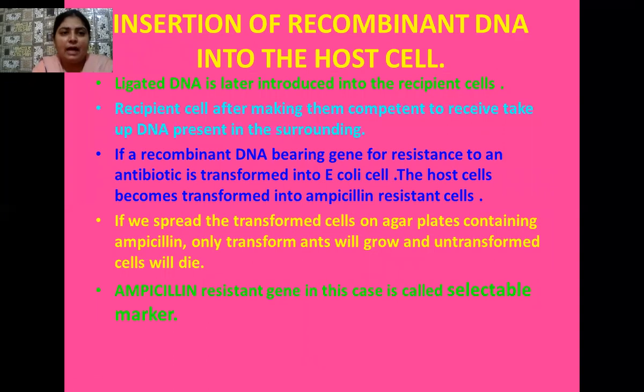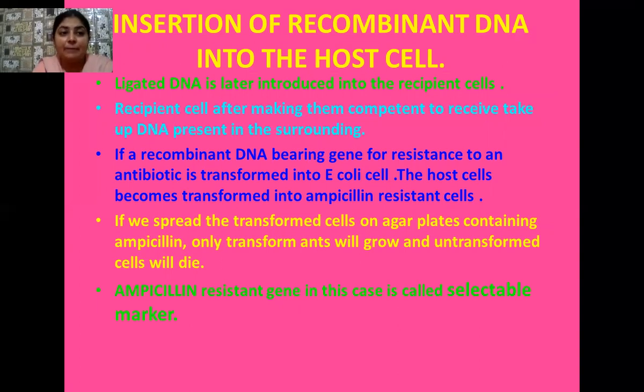So what are the methods? I have already discussed in my yesterday's lecture. Either you can treat the host cells with divalent calcium ions, and these divalent calcium ions produce pores in the cell wall, and through these pores your recombinant DNA enters. The second method is to incubate the host cells at extreme hot conditions or extreme cold conditions. So by torturing these host cells, they become ready to accept the recombinant DNA.